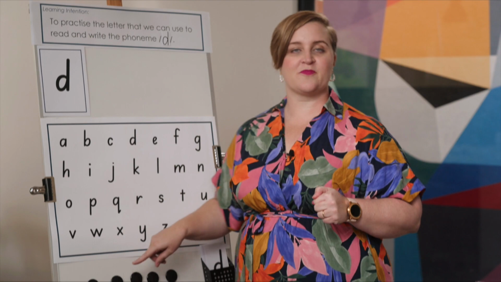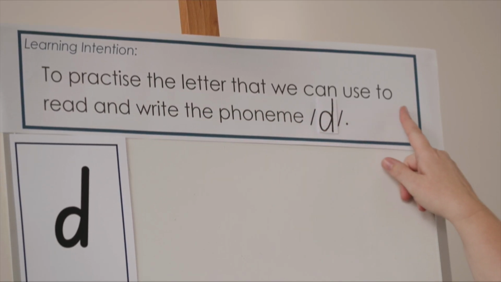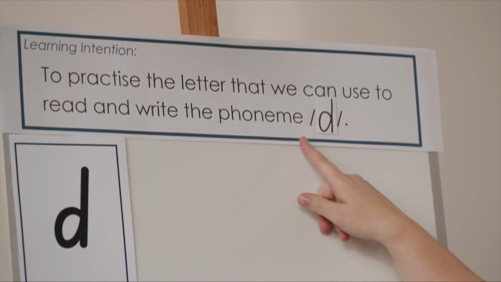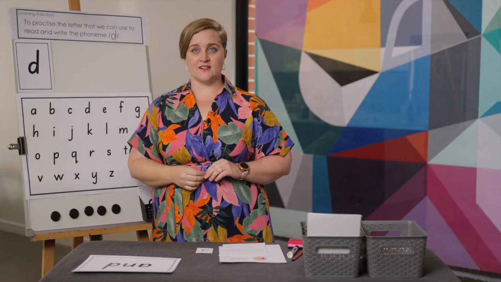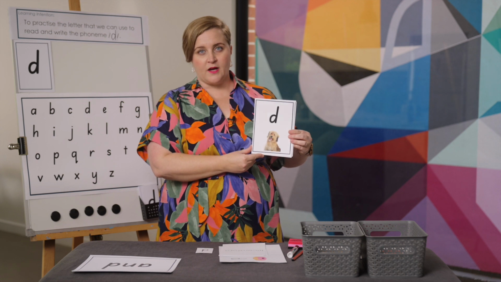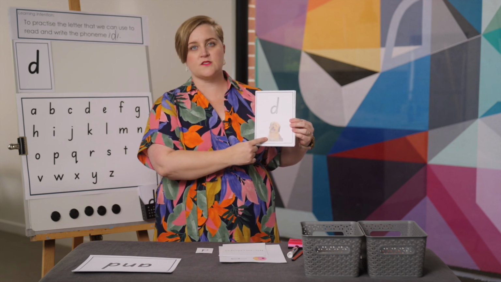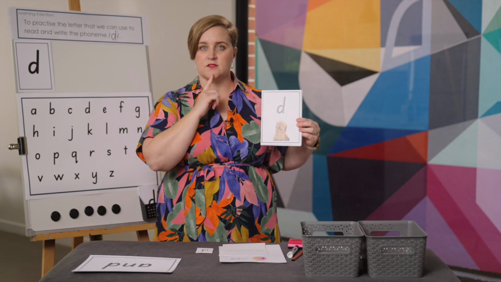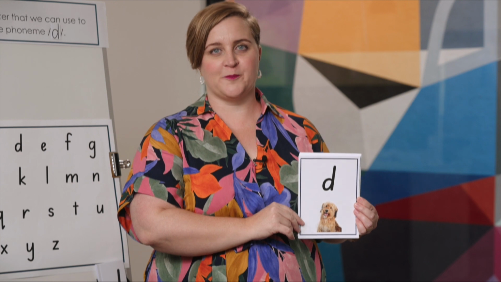Great job. Today, we are going to practice the letter that we can use to read and write the phoneme D. But first, let's do our skywriting. So stand up and have your arms ready. Let's remember, this is the letter D. Our keyword is dog, and the phoneme is D when we see this card. Are you ready? Off we go.